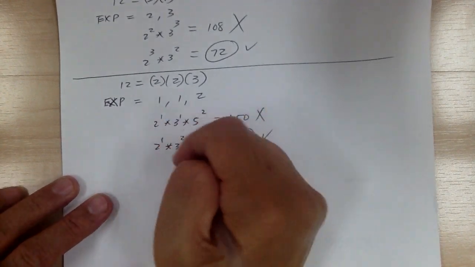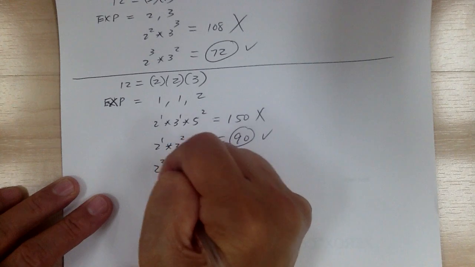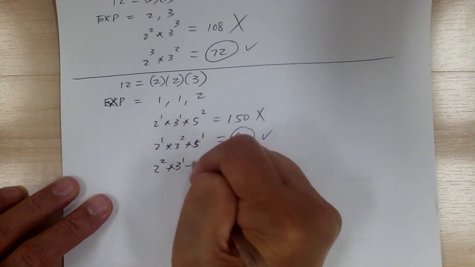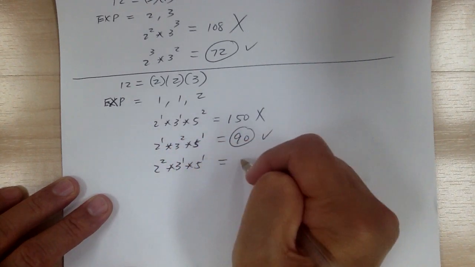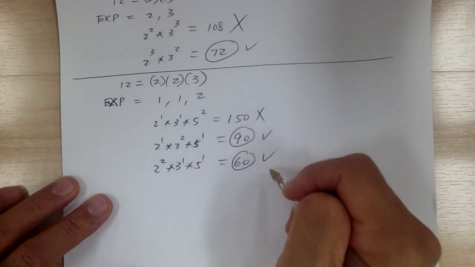So circle that. And again, I'm going to continue on. It'll be 2 to the 2 times 3 to the 1 times 5 to the 1, and this is equal to 60. So this one is also good.